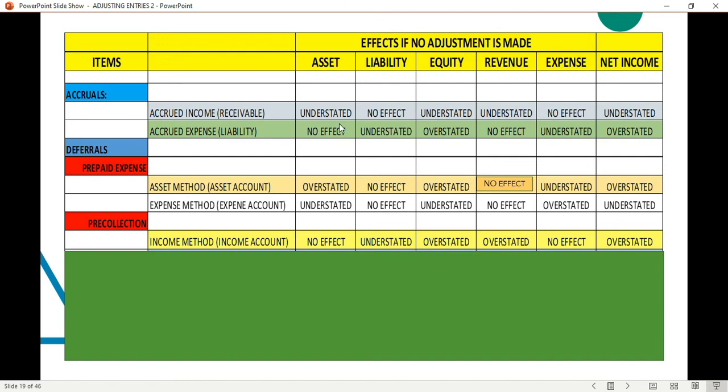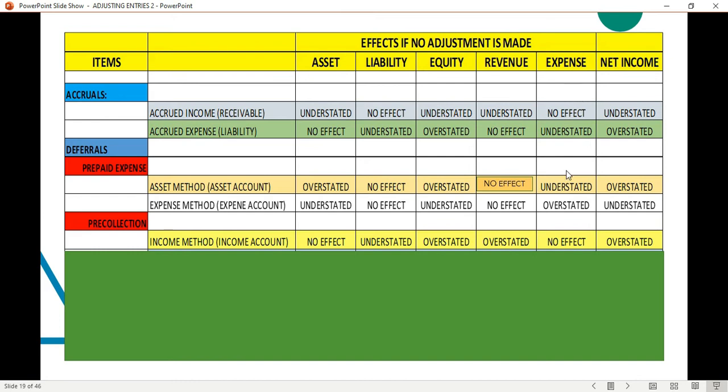So what will happen? Your asset will have no effect. Your liability, okay, since you are using the income method, you're supposed to recognize the liability portion, but you were not able to do it. So your liability will be understated. Let's skip equity and proceed directly to revenue. Since it is the income method, your revenue will be overstated.